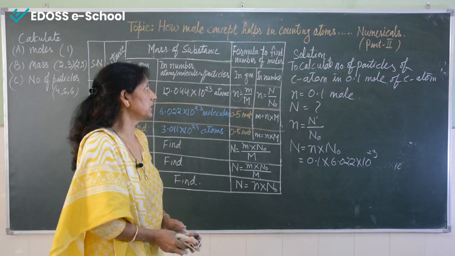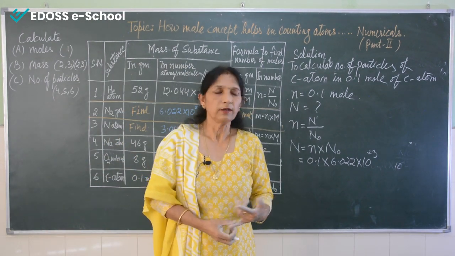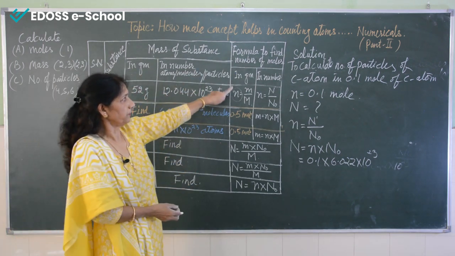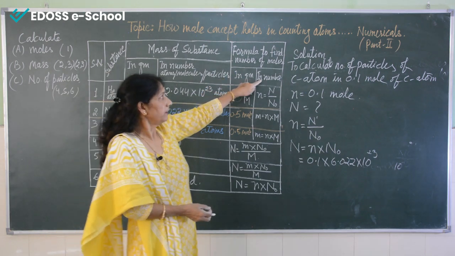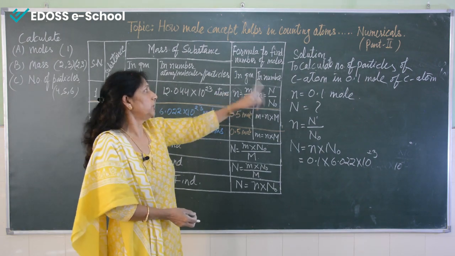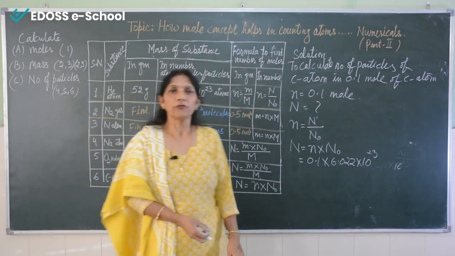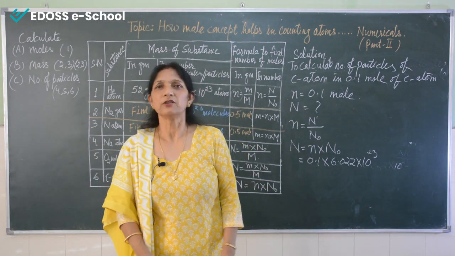So in this way you can see that with the help of two formulas, one is the mole formula if number of particles is given, and if it is given in gram and we need the number, then this formula. With the help of these two formulas we can easily calculate mass or number of particles or anything. So this is very easy for us.